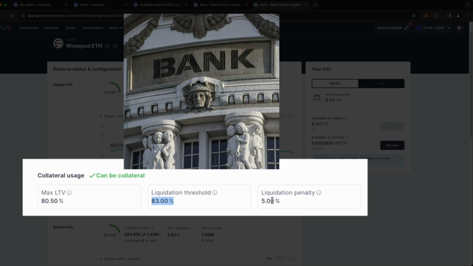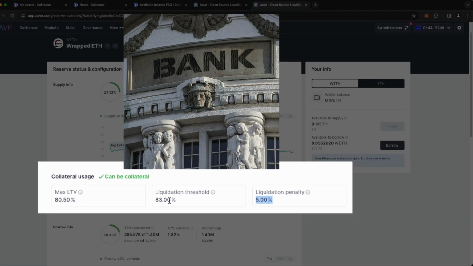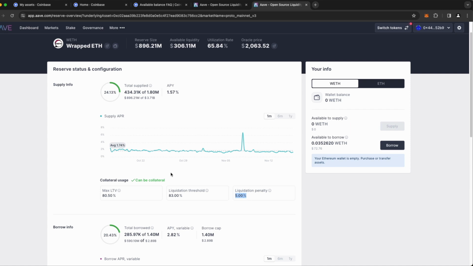And that's exactly what's happening here. And you can also see that there's a liquidation penalty. So not only do they liquidate your asset, but they take 5% of what you put up as collateral as a penalty for violating this threshold. So how do you borrow then safely?